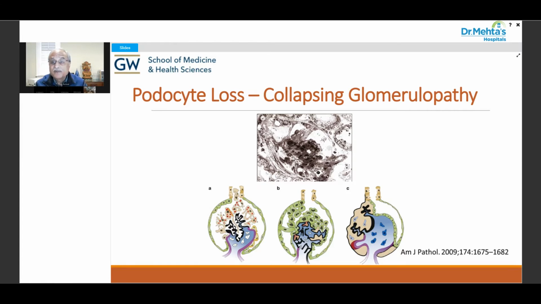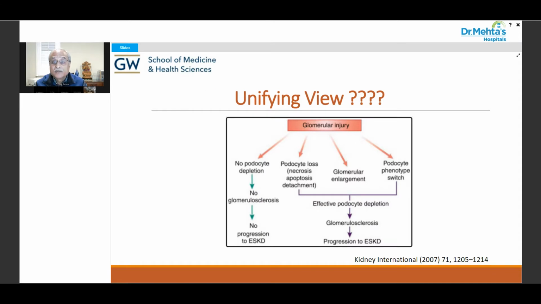A very simplified version of glomerular injury to podocytes. Sometimes when there is no depletion, you don't get much in terms of damage. When there is graded injury, all of that ends up in end-stage kidney disease.